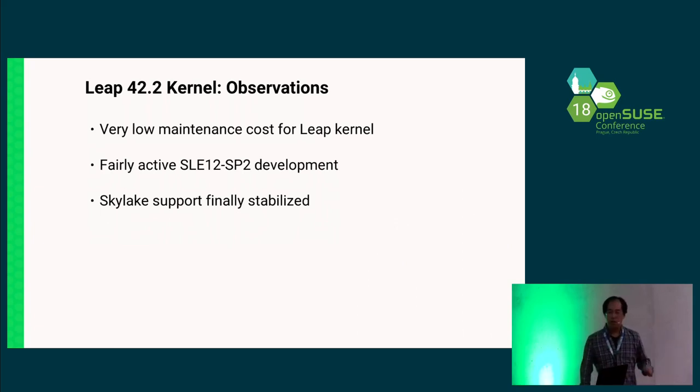And because openSUSE Leap is based on the SLE kernel, and the SLE kernel has very active development, in the end the Leap kernel has received many, many patches. And the good news is that Skylake support was finally stabilized on this openSUSE Leap 40.2. So after all, that version was very good. I would say that's not bad at all.